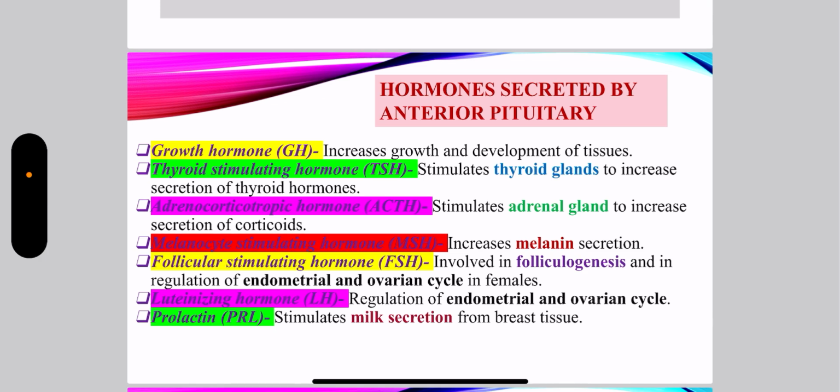Now about the hormones that are secreted by the anterior pituitary. First one is growth hormone, which increases the growth and development of tissues. Then TSH, thyroid stimulating hormone, stimulates the activity of the thyroid gland to increase the secretion of thyroid hormones. ACTH, adrenocorticotropic hormone, stimulates the adrenal gland to increase the secretion of corticoids. MSH, melanocyte stimulating hormone, increases the secretion of melanin. FSH, follicle stimulating hormone, is involved in folliculogenesis and regulation of the endometrial and ovarian cycle in females. LH, luteinizing hormone, also regulates the endometrial and ovarian cycle.